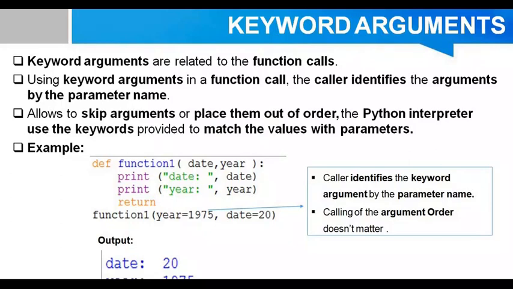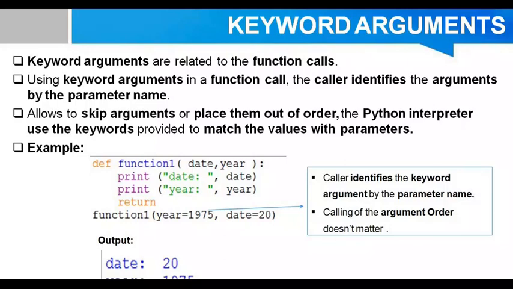Keyword arguments are used when there are functions with many parameters and only some of them need to be specified. Okay, so let's see the example here. It also allows you to skip arguments or place them out of order. As I told, no sequence is followed here. The position of the arguments can be varied, can be changed.